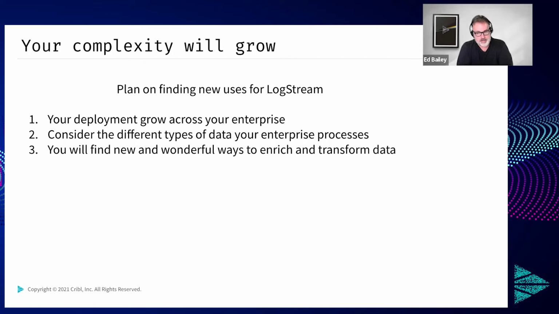Also consider the different data types of your enterprise. Think about if your business unit is in healthcare and is bringing in LogStream just to manage healthcare data, but then it starts to spread to other places. You're not going to want to potentially route data through the healthcare worker group because of the issues around PHI. So as you're managing complexity, create new worker groups to manage different types of data. It really helps from an auditing standpoint.